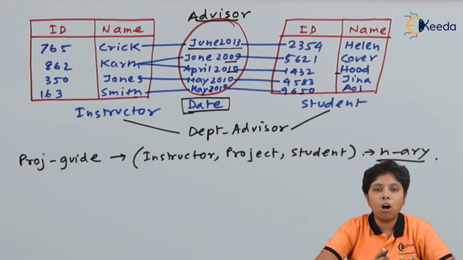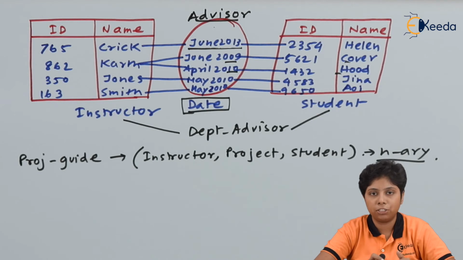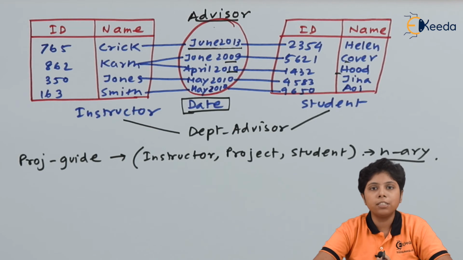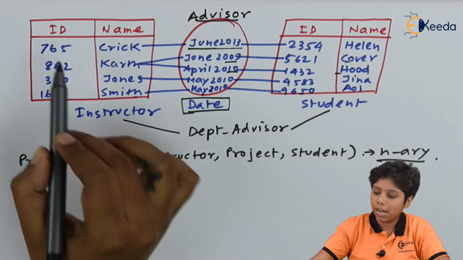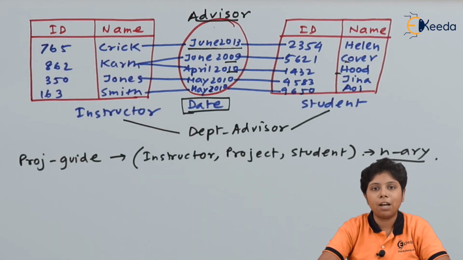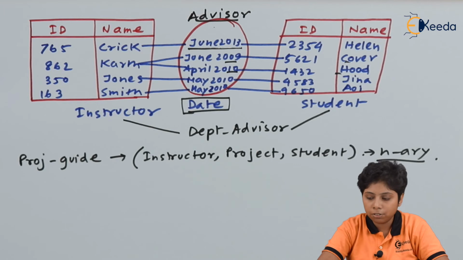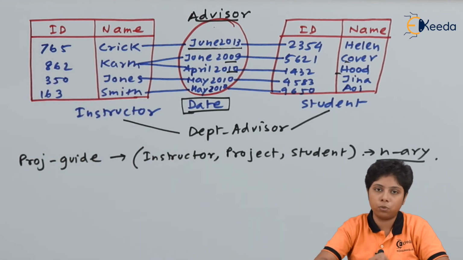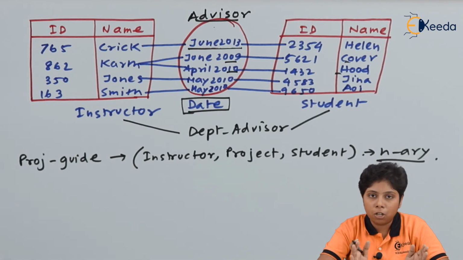So the number of participants in a relationship determines the degree of the relationship. That is here the cardinality of the relationships. It can be binary, ternary, quaternary, and so on. Now the attributes are the fields or the components on which an entity is defined. Say for the instructor, the ID and name are the attributes. Now the attribute has some real values like 765, Quick, 862, Kurt, and so on. So it can be a combination, it can be an individual attribute.